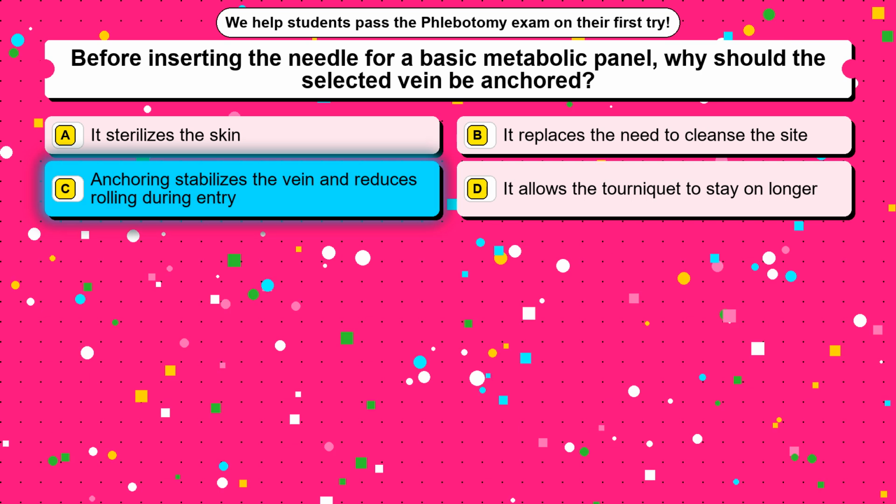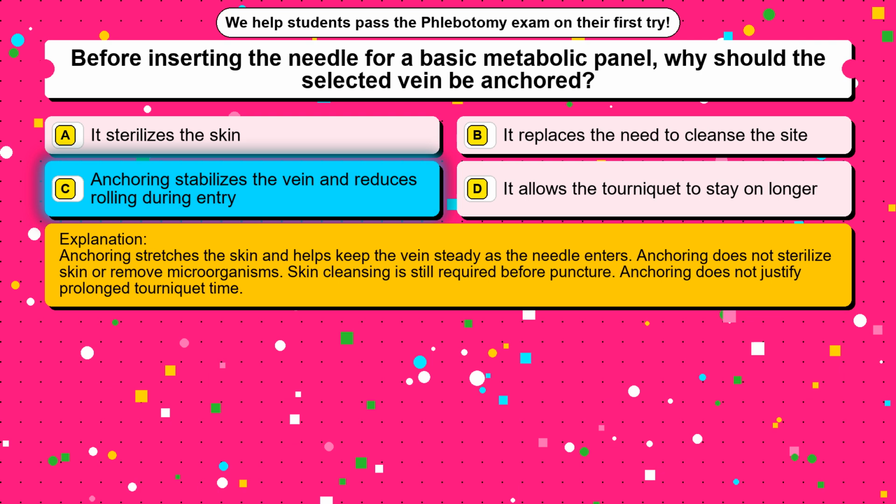The correct answer is option C. Anchoring stabilizes the vein and reduces rolling during entry. Anchoring stretches the skin and helps keep the vein steady as the needle enters. Anchoring does not sterilize skin or remove microorganisms. Skin cleansing is still required before puncture. Anchoring does not justify prolonged tourniquet time.